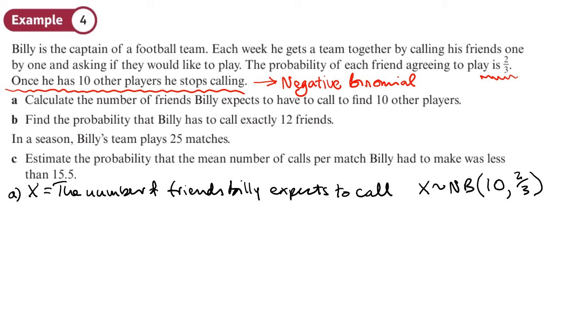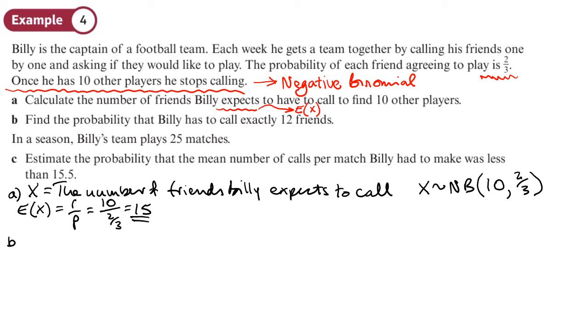Now when it says expects to call, there's almost a clue in the word, isn't there? Expect, the expected value is E of x. So we actually now need to calculate E of x. That's the mean of this negative binomial distribution. And E of x is R over P. R in this case is 10. P is 2/3. So if we do 10 divided by 2/3, we get 15. Okay, so that's E of x.